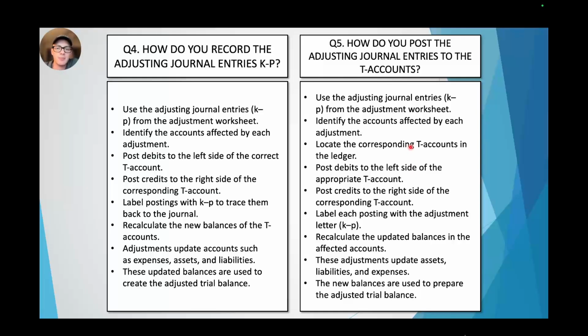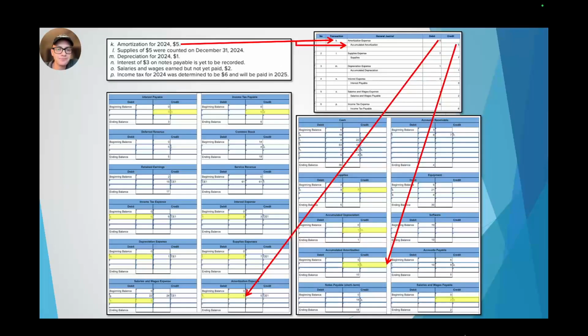This updates the account balances and prepares the ledger for the adjusted trial balance. And that's what all that says. So first thing you'll do is these are K through P right here. So for example, amortization for 2024 of $5. So we'll come over here to amortization expense. We'll debit that for $5. And then we will credit accumulated amortization for $5, and then those will each flow down into transactions within our T accounts. So this is the answer to question 4 and question 5.